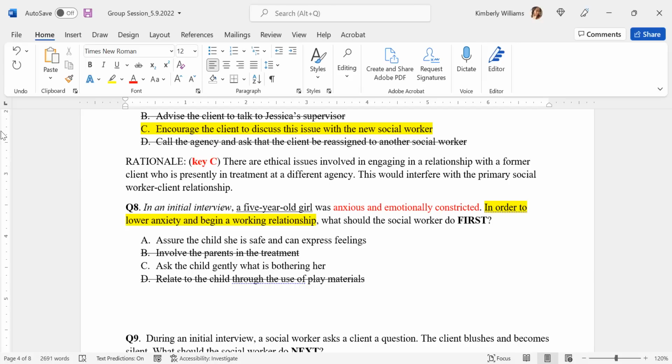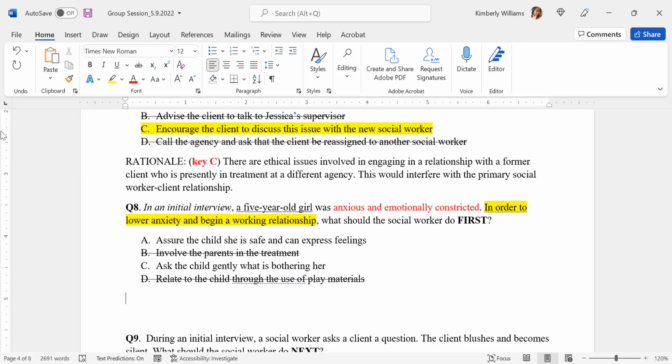We have this little 5-year-old. She's anxious and she's emotionally constricted, meaning she's kind of not really there emotionally. So in order to lower her anxiety, to start working with her, you're in the beginning phases. You're trying to build rapport and trust to begin this working relationship, to make her not so emotionally constricted, to lower her anxiety. What is the most important thing you should do? Should you assure the child that she is safe and can express her feelings? Or should you ask her gently what's bothering her?